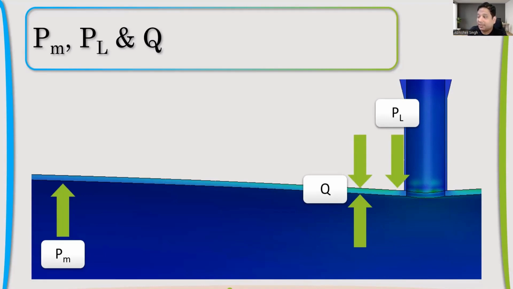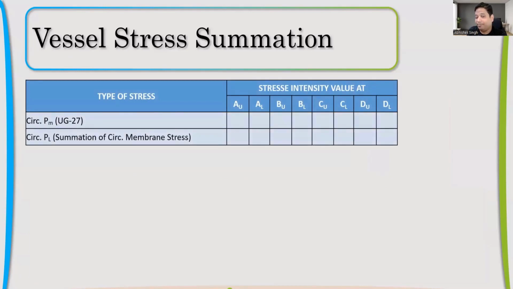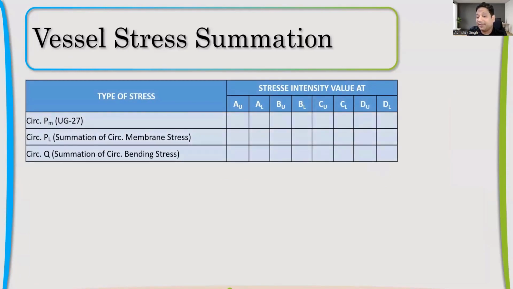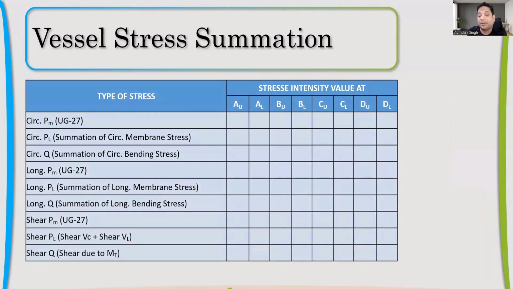So if you remember that equation, N by T, the first part is PL. The second part, 6M by T square, what? The second part of that equation, general equation, that is Q. Absolutely right. So PL and Q is what we got from the equation. PM is already we have because of pressure. Now we'll do the summation of all. PM we can calculate by UG27. PL we have already got, and Q we have already got by this calculation.